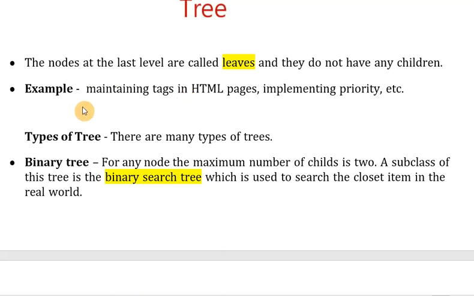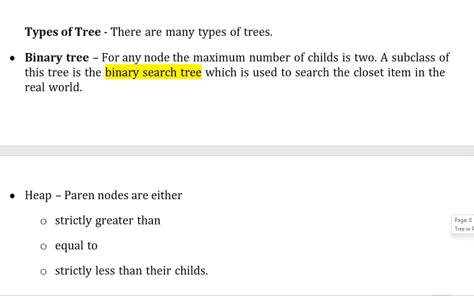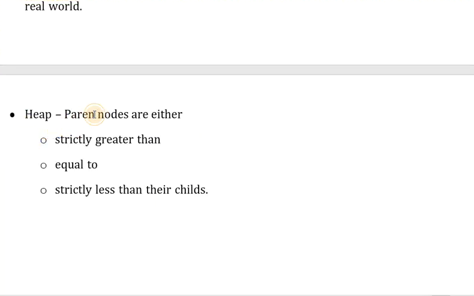There are basically many types of trees, but in Python we focus on only two types, the binary tree and the heap tree. Binary tree means every parent is going to have a maximum of two children. Means if one parent has children, the total number of children will be two. That is why it is called the binary tree. And heap tree means the parent nodes are either greater than or equal to, or less than or equal to their children. So this is what the heap tree is.